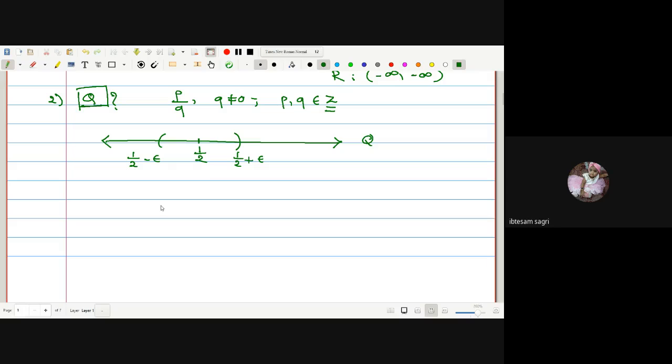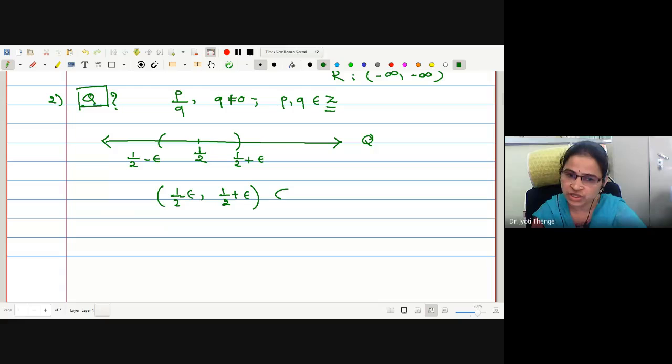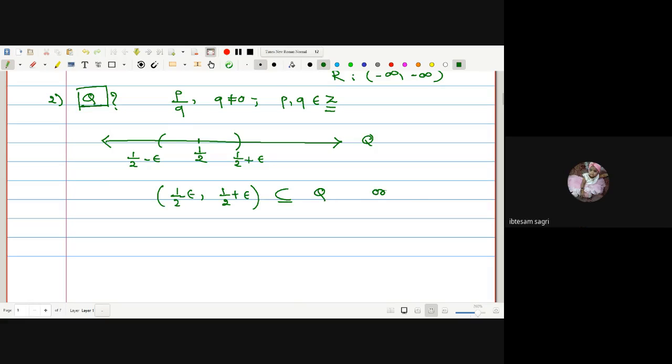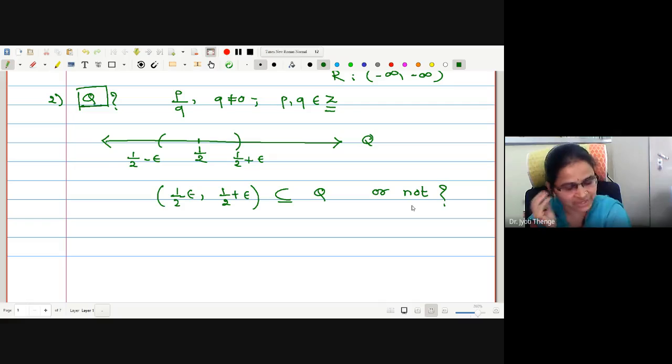Now, whether this interval is contained in the set of rational numbers? My question is whether this open interval is contained in Q or not. Whoever is giving a no answer, can you tell me why this interval is not in the set Q?